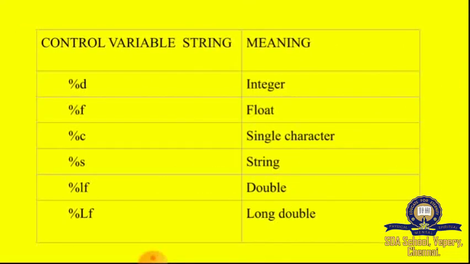Can you see the tabular column? One side is the control variable string and the other side is the meaning. %d means integer. %f means float. %c represents a single character. %s represents a string. %lf represents double. %Lf represents long double.